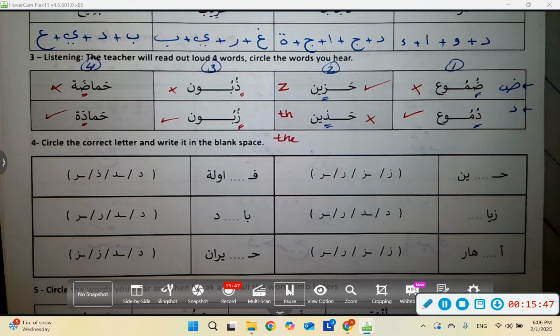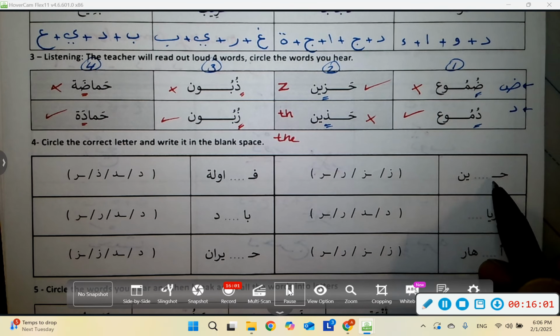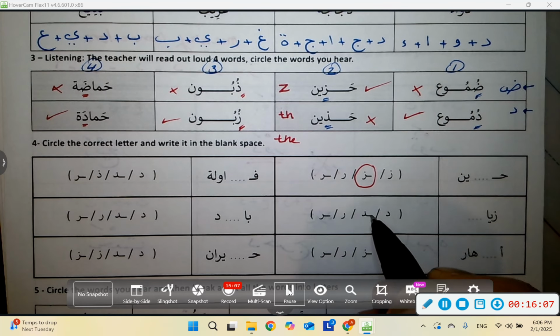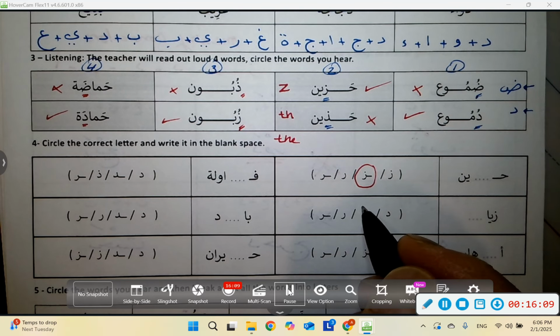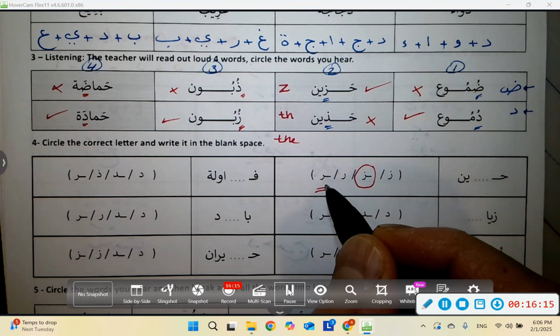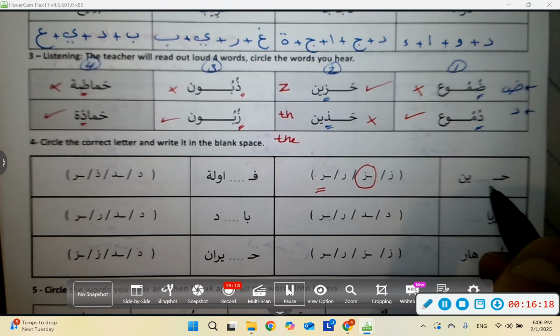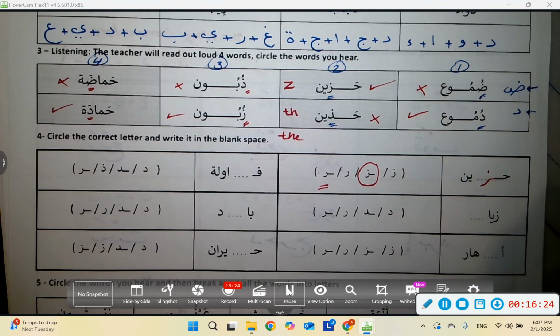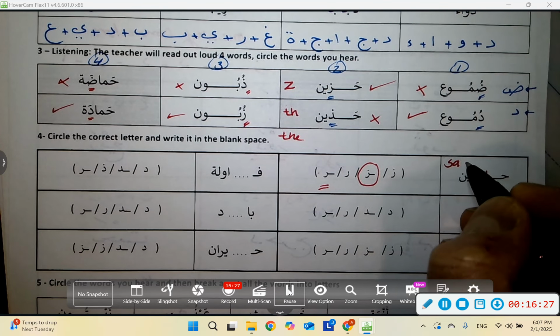Question number 4. Circle the correct letter and write it in the blank space. حزين. We need the letter that's connected from the back. Also, you need to know the meaning of the word, because if we choose ra, mechanically it can connect, but it has no meaning. So حزين means sad.